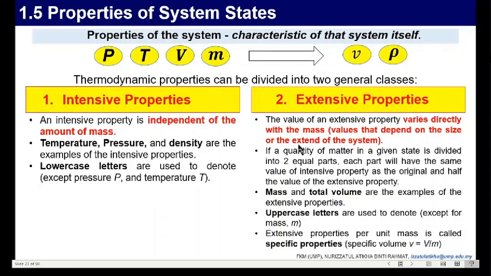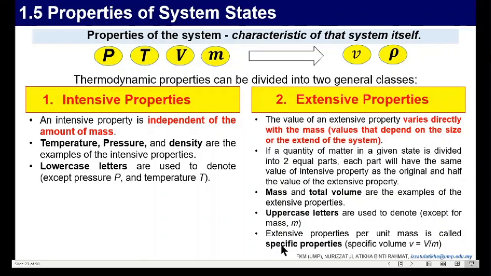However, for extensive properties, the value of an extensive property varies directly with the mass. That means it is a value that depends on the size or extent of the system. If a quantity of matter in a given state is divided into two equal parts, each part will have the same value of an intensive property as the original and half the value of the extensive property. Mass and total volume are examples of extensive properties. Uppercase letters are used to denote them, except for mass. Extensive properties per unit mass are called specific properties.